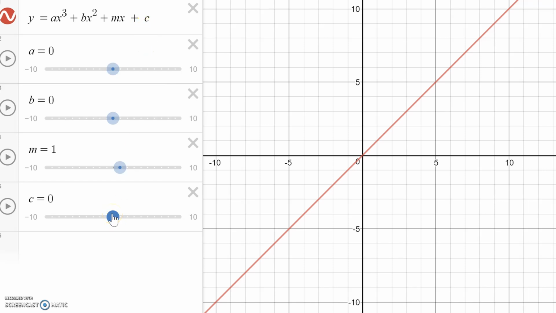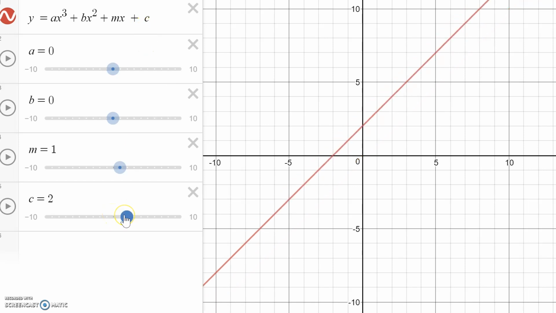If we increase our c value, let's say to 2, we've got 1 as m, we've got 2 as c. Our equation becomes y equals 1x, y equals x, plus 2. Our c value is now 2. And what do we notice? We notice that our y-intercept is now 2. So it looks like the c value here is our y-intercept.